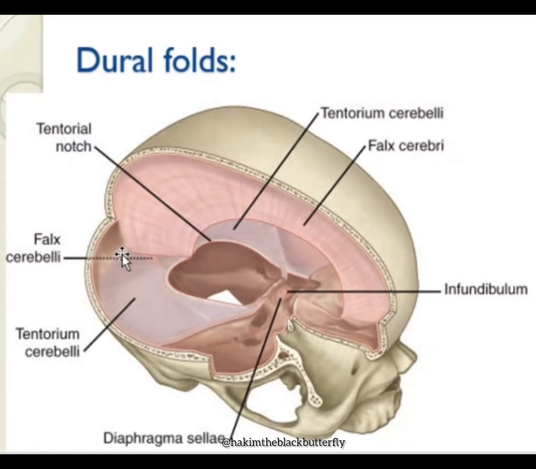What is the difference between sinuses and veins? The difference between sinuses and veins is that the walls of sinuses are made up of dura mater, whereas the walls of the veins are made up of smooth muscle. The walls of the dural venous sinuses are made up of dura mater, and the walls of the veins are made up of smooth muscle. That's the difference. The similarity is that both of them contain venous blood.